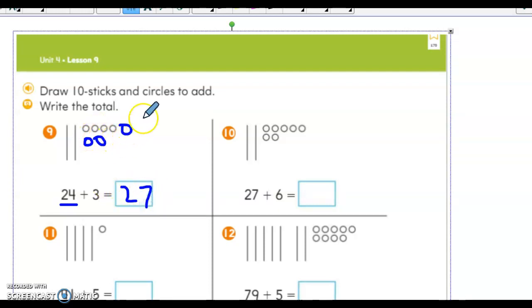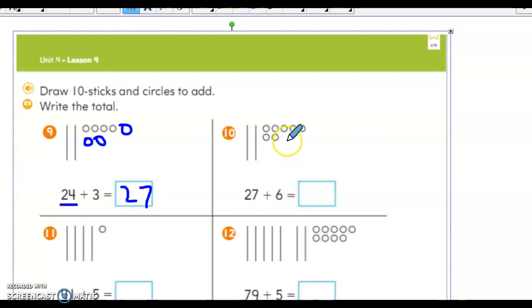And if we remember that this is a 5 group, we could just say 10, 20, 25, 26, 27 to make it even quicker. But it's okay if we're not ready for that yet. Okay? We'll get there. So now we're going to do 27 plus 6. So I can see that we already have 7 ones, but we're going to continue and put the 6 circles in this group right here. So we have 27 plus 6.